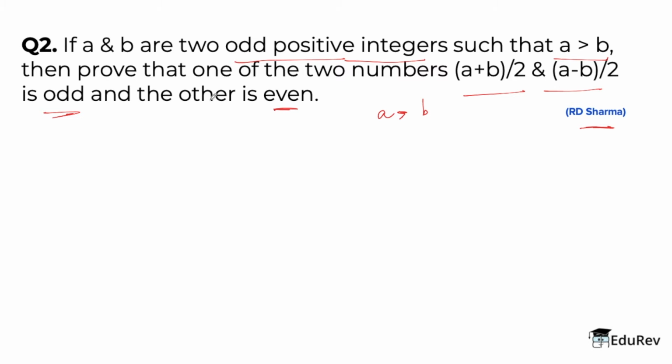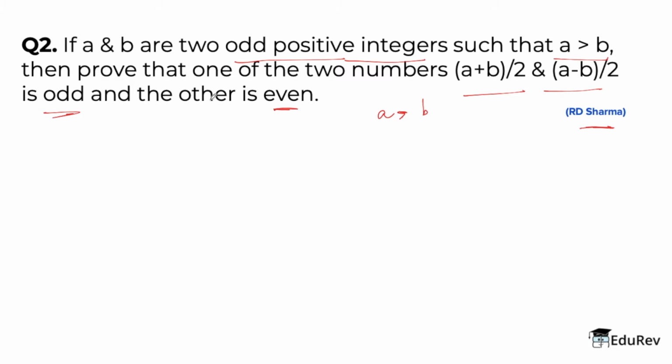So let's see how we can solve this. Now what is given to us? First of all, let's see what is given to us and what we need to prove. What is given is that A and B are two odd positive integers and A is greater than B. And we need to prove that for the two numbers (A plus B)/2 and (A minus B)/2, if one is odd, then the other has to be even. So let A and B be any two odd positive integers such that A is greater than B, that is given to us.